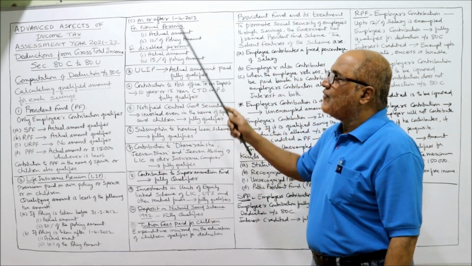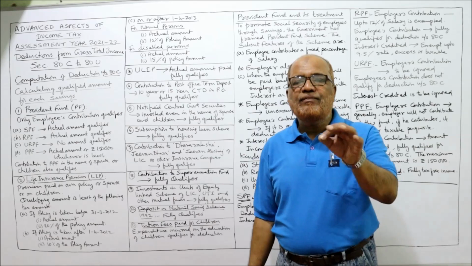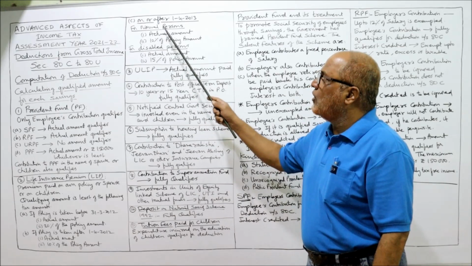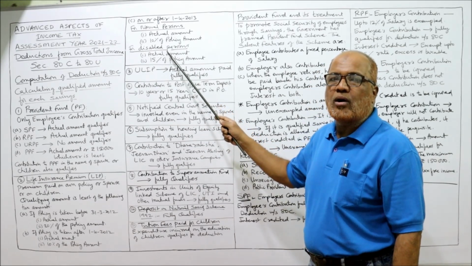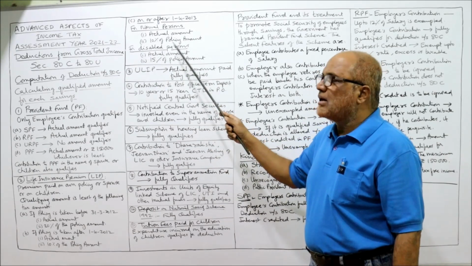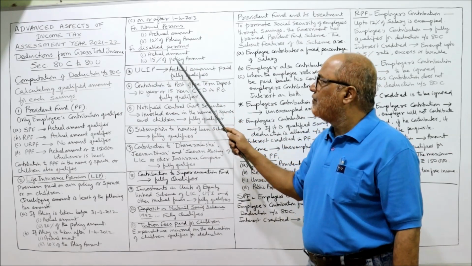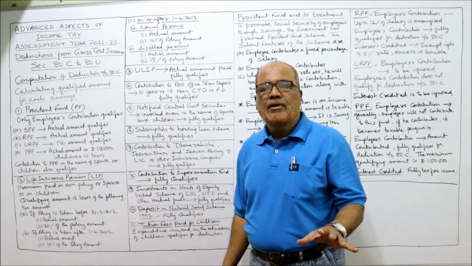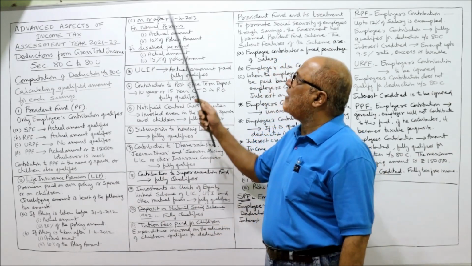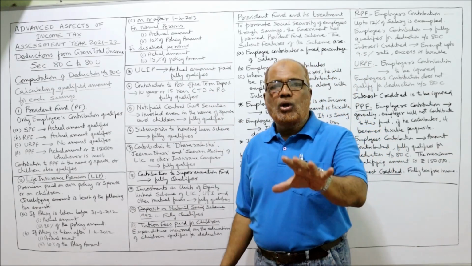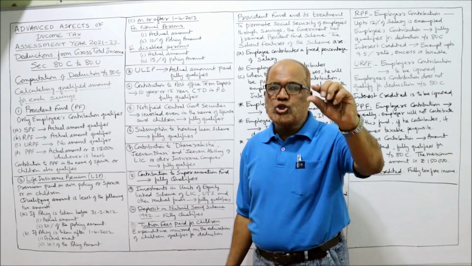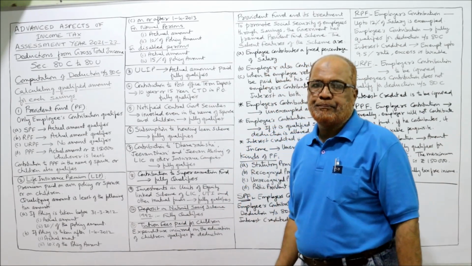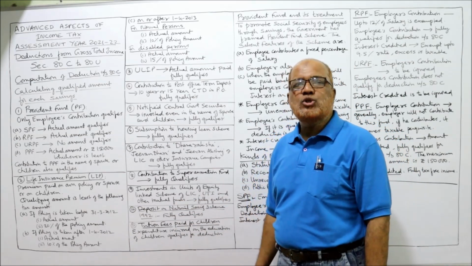Now, on or after 1/4/2013, if the policy is taken on or after 1st April 2013, for a normal person, actual amount paid or 10% of policy amount. For a disabled person, actual amount paid or 15% of policy amount. If nothing is given in the problem, we assume that the policy is taken after 1/4/2013. So for a normal person, actual amount paid or 10% of the policy amount, that you have to remember. This is regarding life insurance premium.